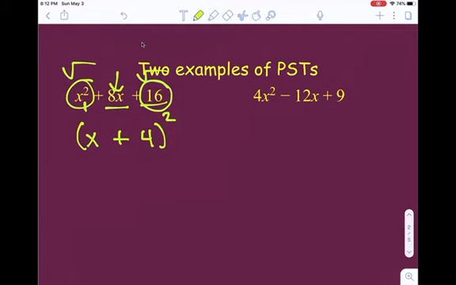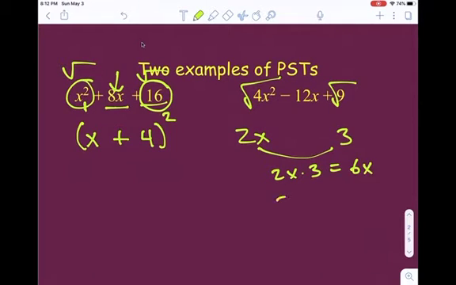Now, let's take a look at this other one. This is a slightly more complicated version of it, and what you're probably going to see more often. So again, if it's a perfect square trinomial, you should be able to take the square root of your first and your last term. So we've got 2x and we've got 3, and you should be able to multiply those two. So 2x times 3 is 6x, and then double that, and that should be your middle term. And if you look at this, 2 times 6x is 12x, and indeed it is my middle term.